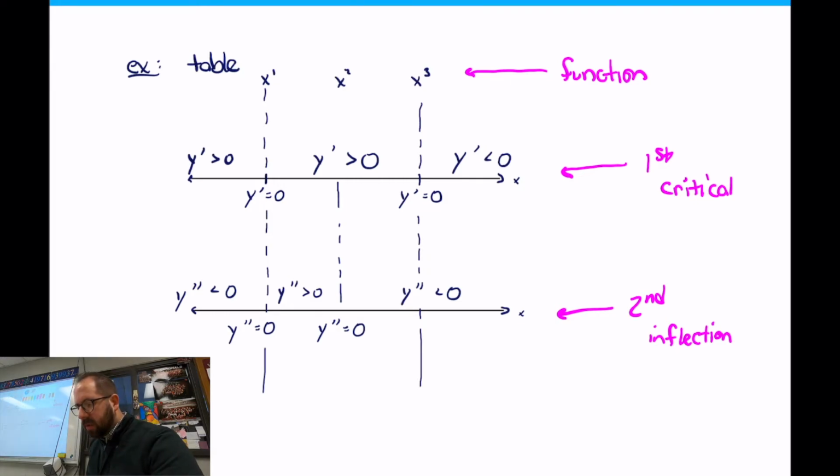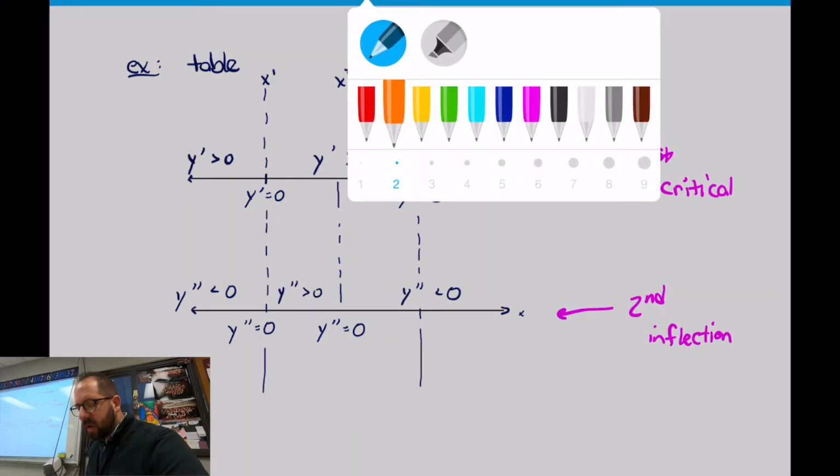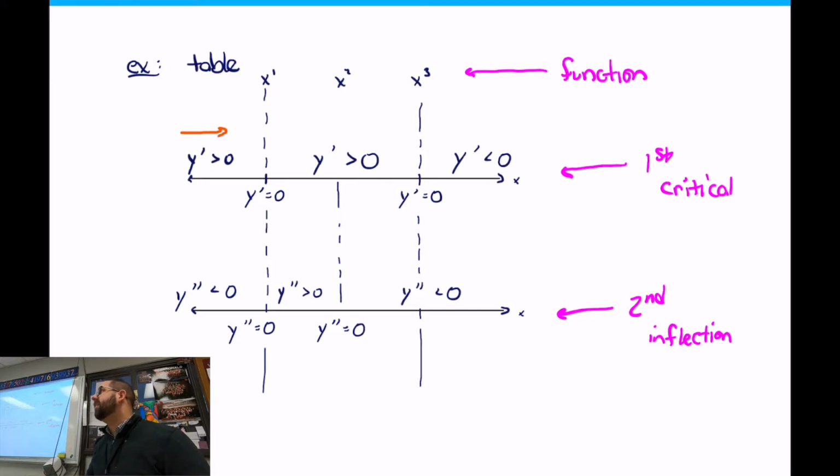You can see that over here. I'm going to try to color code these. As we're going this direction up to x1, on the left side of it, we have positive slope. This is all positives, right? It's greater than 0. Then it's going to hit 0 slope. Then it stays positive as we go this direction. And then suddenly, as we get to this 0, it turns negative.